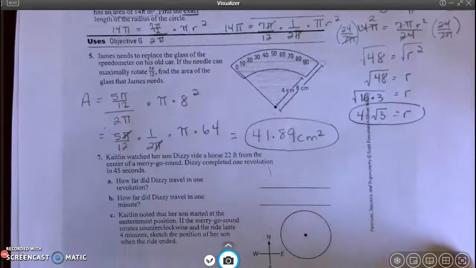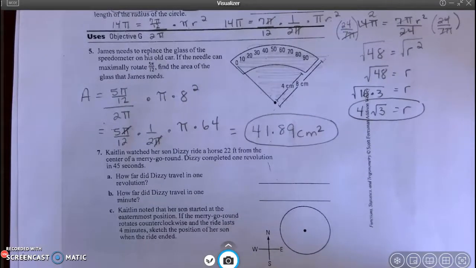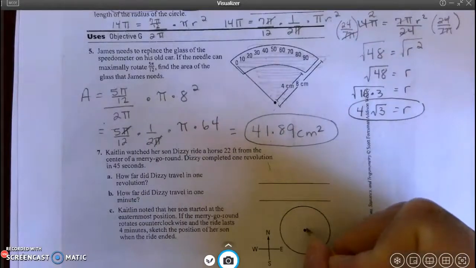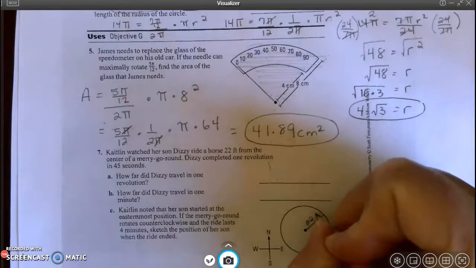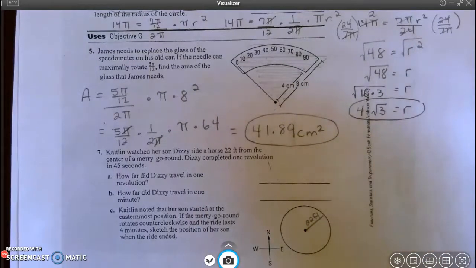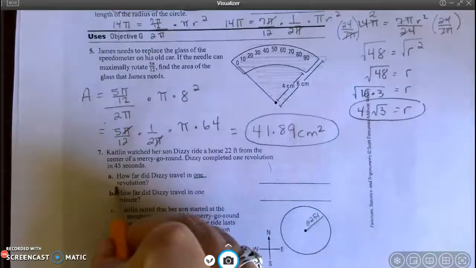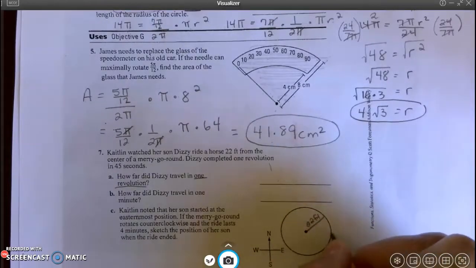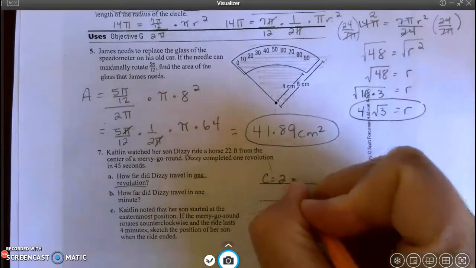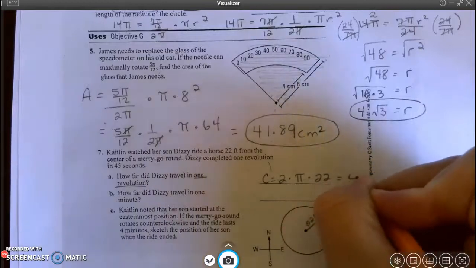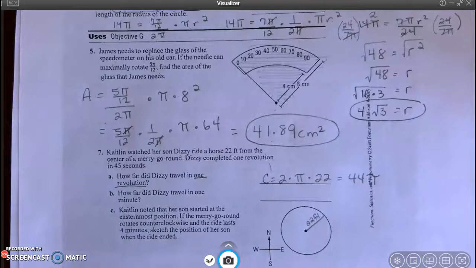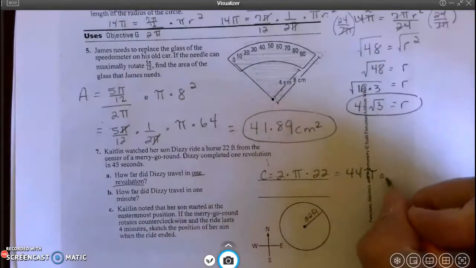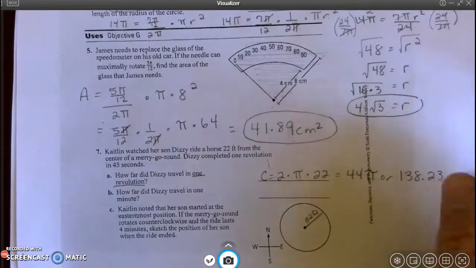All right, number 7. Caitlin watched her son Dizzy ride a horse 22 feet from the center of the merry-go-round. So I'm thinking this right here is 22 feet. Dizzy completed 1 revolution in 45 seconds. How far did Dizzy travel in 1 revolution? Well, 1 revolution of a circle is the circumference, because Dizzy's going to travel around 1 time. So circumference equals 2 times pi times 22, which is 44 pi. I could leave it like that. If I want to put in my calculator, 44 times pi, I can say approximately 138.23, and this is feet.